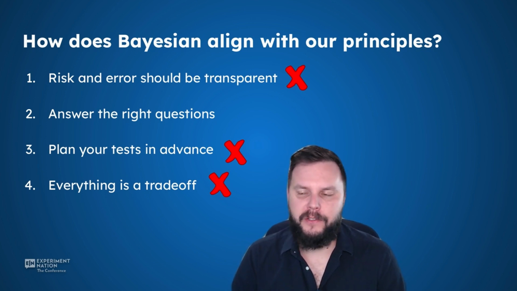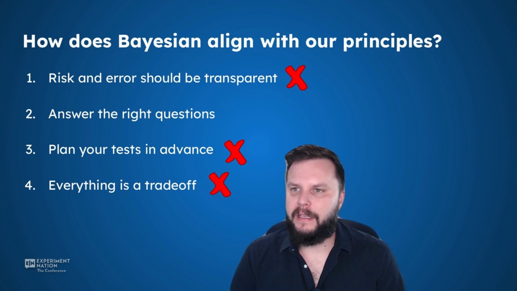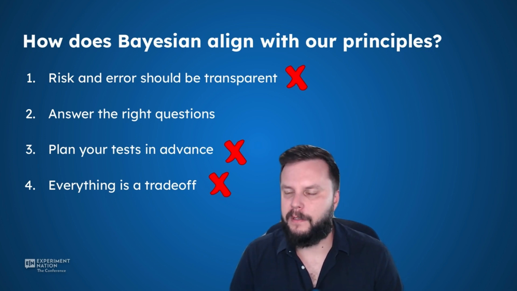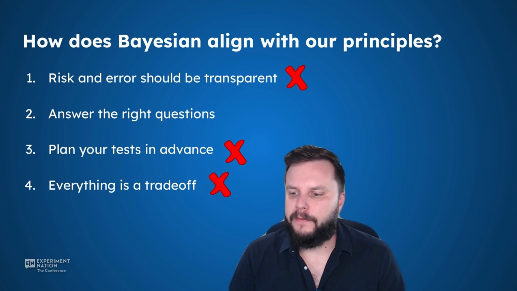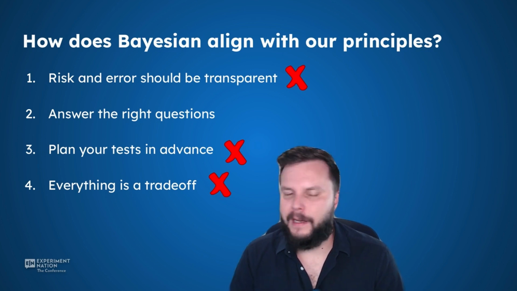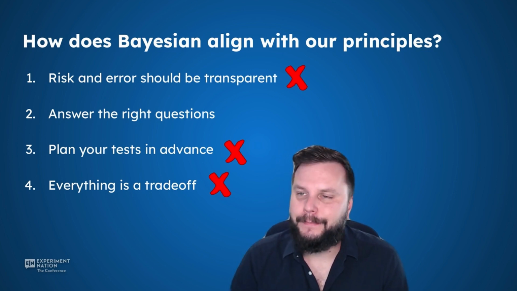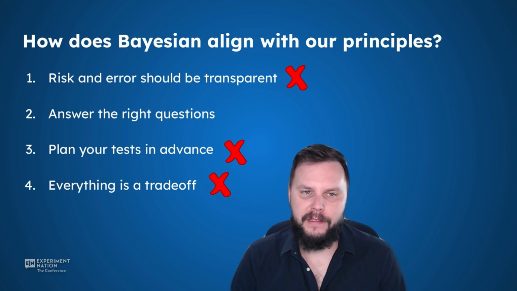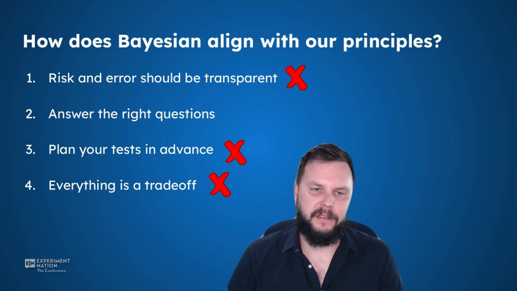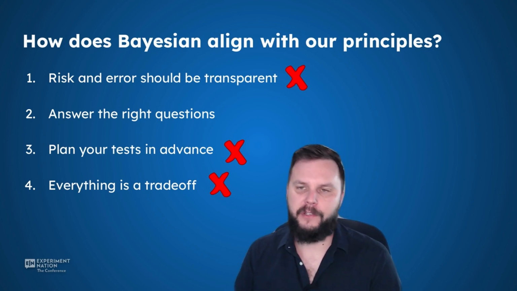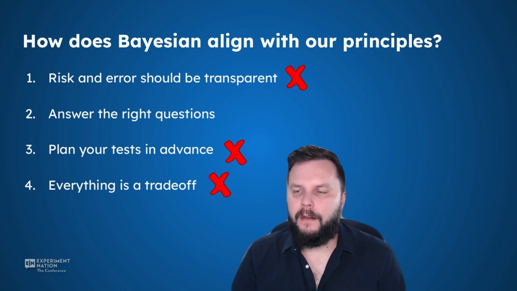Answering the right questions, I was tempted to put an X there too, but you could make the case that Bayesian is answering the question you want. This is kind of a whole other area about posterior probabilities versus prior probabilities and stuff like that, and there's just not time to get into all these weeds. So I'll just leave off the X for now and say that you could make the case that Bayesian is answering at least some of the right questions if you want.